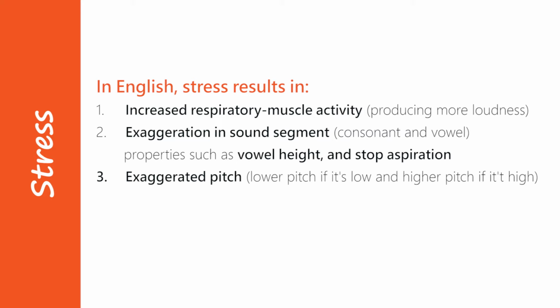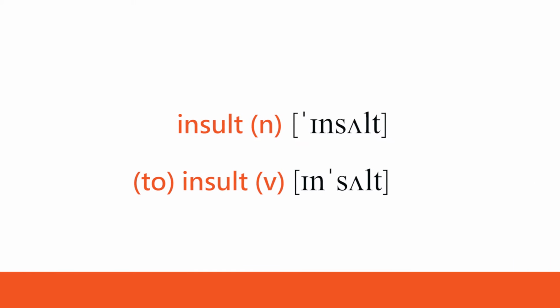Stress in English can also result in exaggerated pitch. It can make a low pitch lower, and it can make a high pitch higher. Stress in English is actually very important because it can have a grammatical function. For example, the word insult, if you pronounce it with the stress on the first syllable, would be a noun, but if you pronounce it with the stress on the second syllable, it would be a verb.